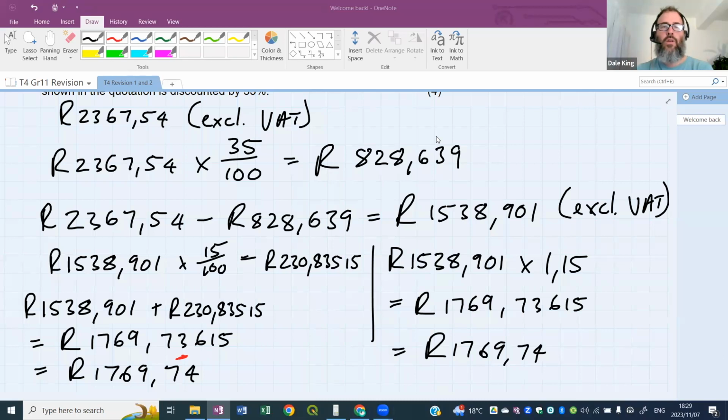So Sonke was close. Katlejo there on the money. Tando was close there with the second answer. Keon was on the money the first time there. Well done.